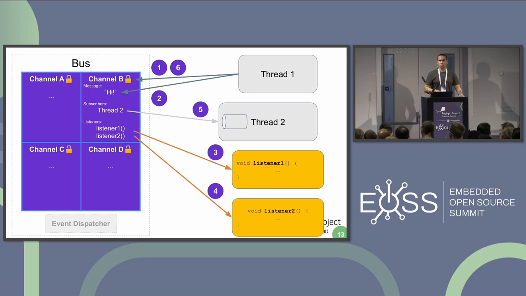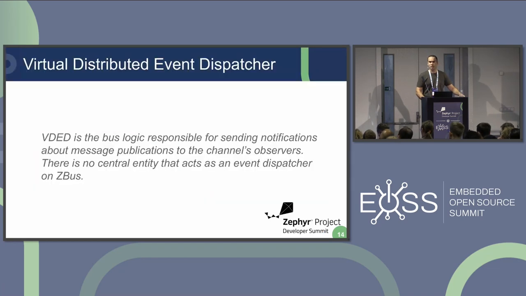Okay, so here in Zbus we don't have the event dispatcher. In fact, we don't have a central entity doing this kind of thing. So it's really different, but all the stuff that we discuss here is executed by the publisher, okay? So this is why we call it virtual distributed event dispatcher. We have the event dispatcher logic running distributed by the publishers, and we don't have an actual event dispatcher, right? This is why we call that virtual. So the VDD, I call that VDD, right? A really weird name. But the VDD brings us a lot of advantages.